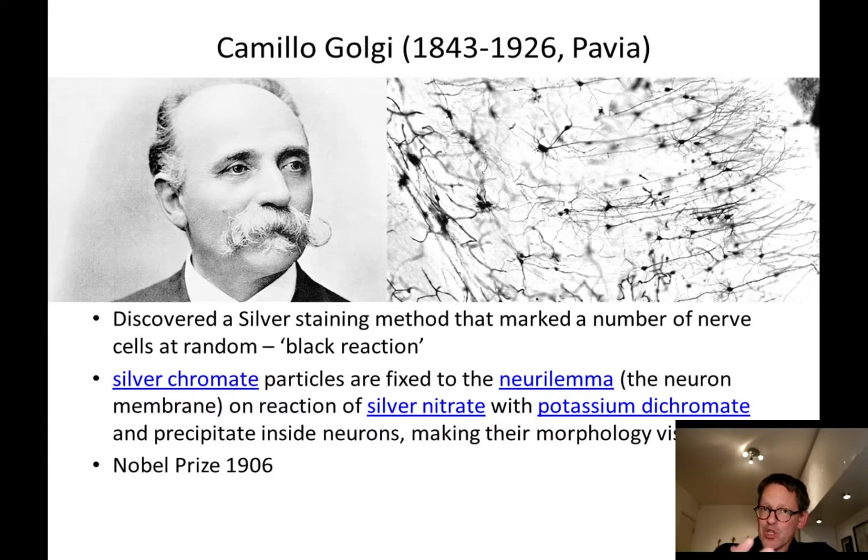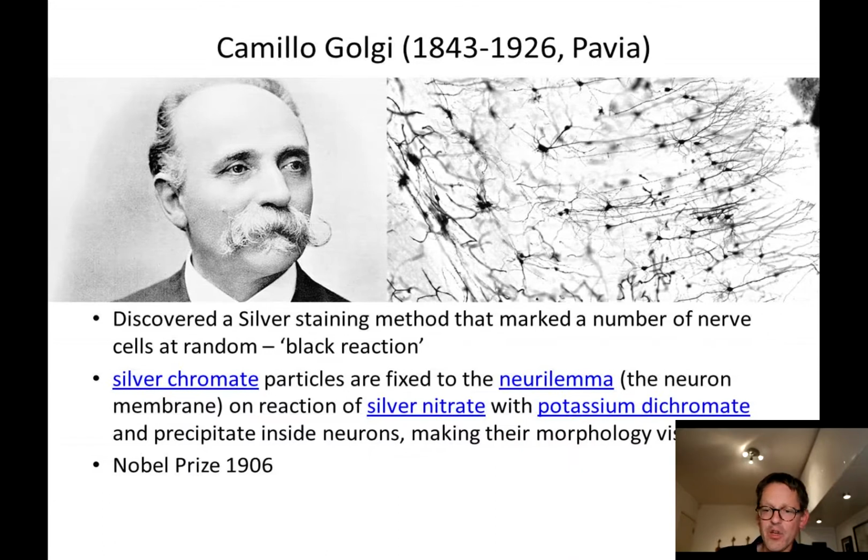Golgi was able to visualize neurons in a microscope because he stumbled upon the so-called black reaction, which consists in fixing silver chromate particles to the neurolemma, the membrane of the neuron, by reacting silver nitrate with potassium dichromate. Then you get a precipitate inside the neurons, which is black, and it makes their morphology visible. On some of the neurons, you can see them appear here in this black color.